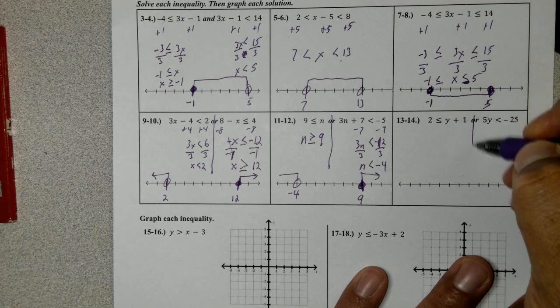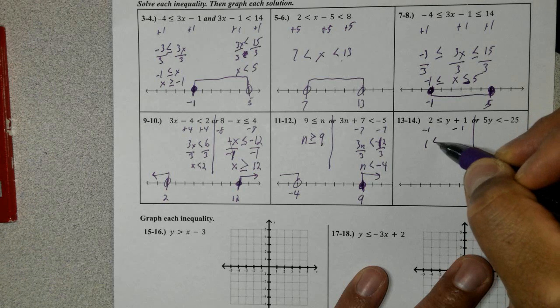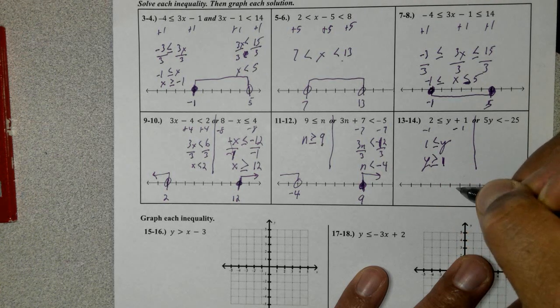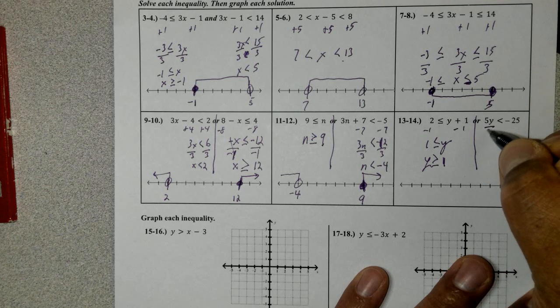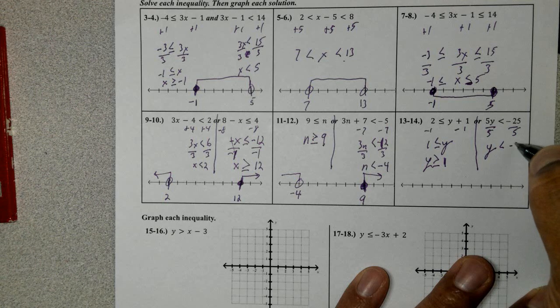All right, last one of these. Subtract 1 from both sides. 1 is less than or equal to y, which means y is greater than or equal to 1. Love that ordering. Divide both sides by 5. Over here, y is less than negative 5.